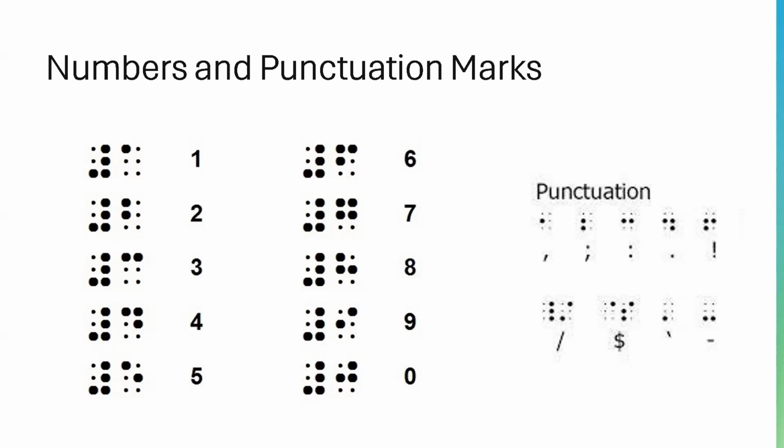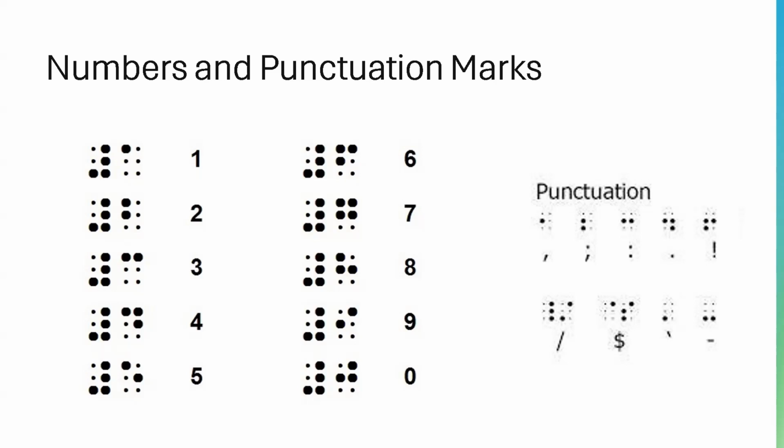Same thing goes for B. You have the numeric indicator and dots 1 and 2, which represents B. And of course, B is the second letter of the alphabet, so numeric indicator B lets you know that's number 2. And so on. And on the right side, we have punctuation marks.